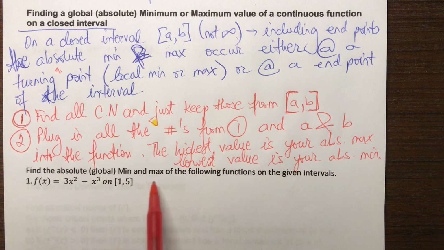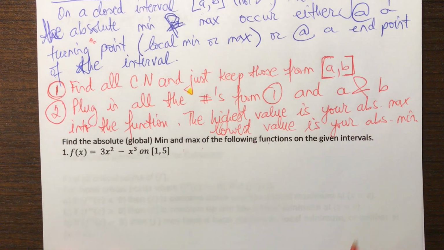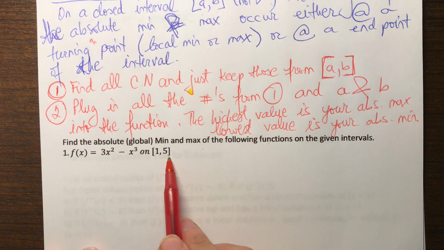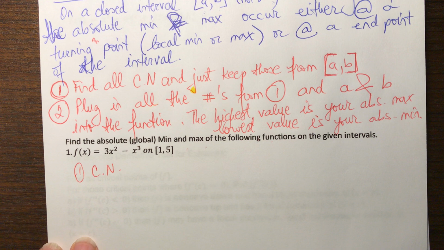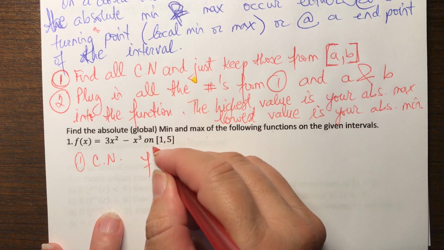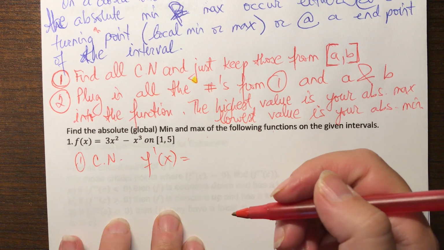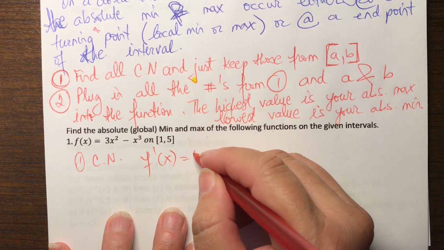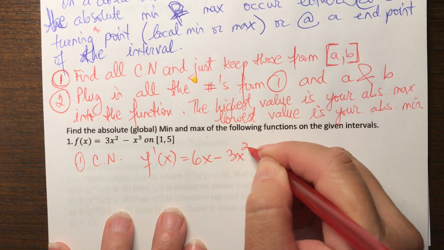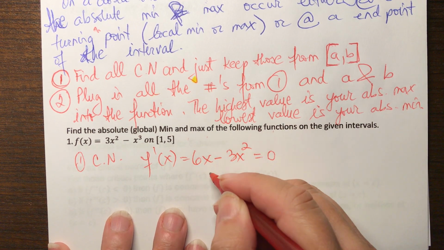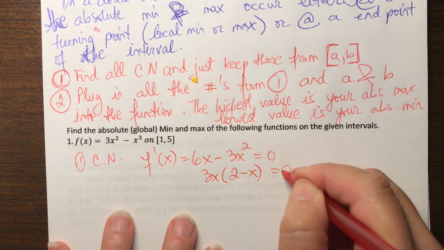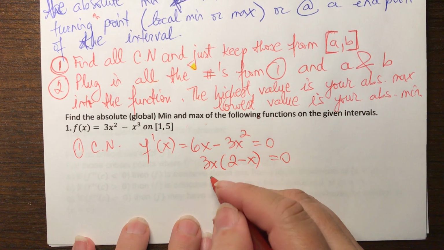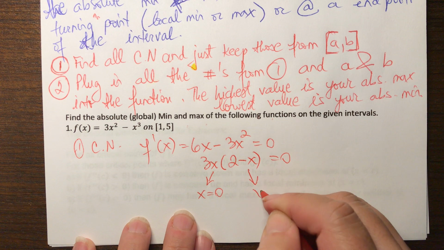Find the absolute min and max of the following function on the given interval. So here's my interval, and we want to go from 1 to 5. So what do I have to find? First of all the critical numbers. How do I find the critical numbers? I'm going to find that first derivative, set it equal to 0, or see where it might be undefined. So that's going to be 6x minus 3x squared. Set it equal to 0, as I said. I can factor out a 3x times 2 minus x, right? So what are the two possible solutions here? Either x is 0 or x is 2.